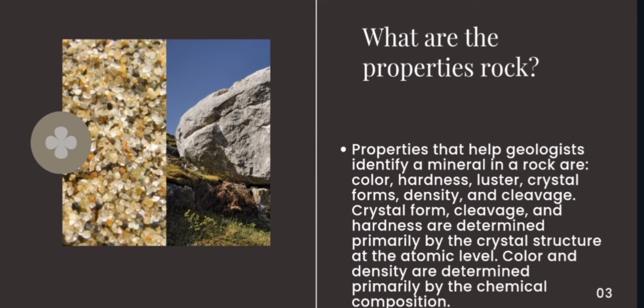And the next one is the properties of rock. The properties that help geologists identify a mineral in a rock are the color, the hardness, the luster, the crystal form, the density, and the cleavage. Crystal form, cleavage, and hardness are determined primarily by the crystal structure at the atomic level. Color and density are determined primarily by the chemical composition.